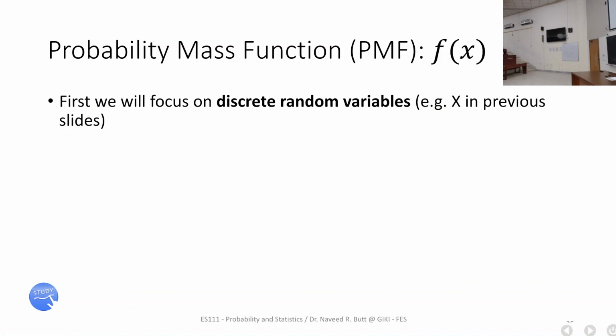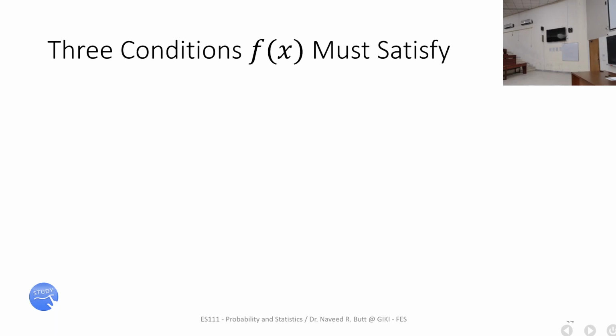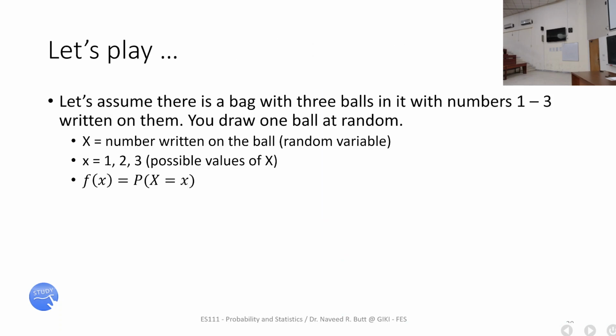So if you remember this, we said, okay, we want to assign discrete probabilities. This is what we will do. We discussed the conditions. I gave you the example. Let's say we're playing a game. There is a bag with 3 balls in it. You randomly select 1 ball and take it out.